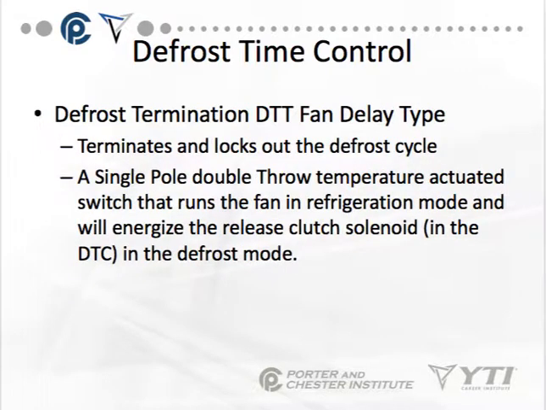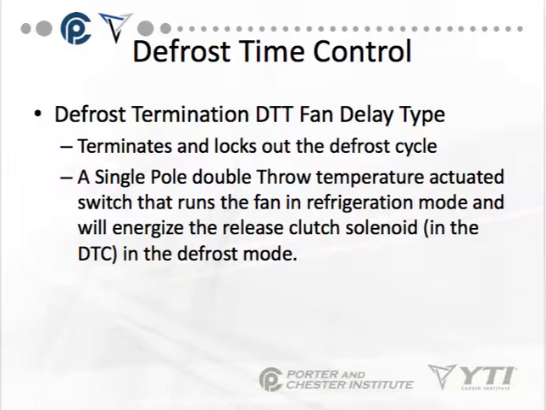We also have a defrost termination fan delay type. It terminates and locks out the defrost cycle. In other words, it's the one that allows the neutral or L2 to get back to that clutch solenoid. It's a single pole, double throw, temperature actuated switch that runs the fan in a refrigeration mode and will energize the release clutch solenoid in the DTC, defrost time control, in the defrost mode.